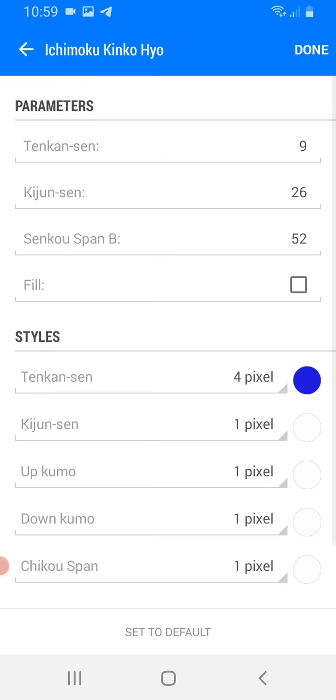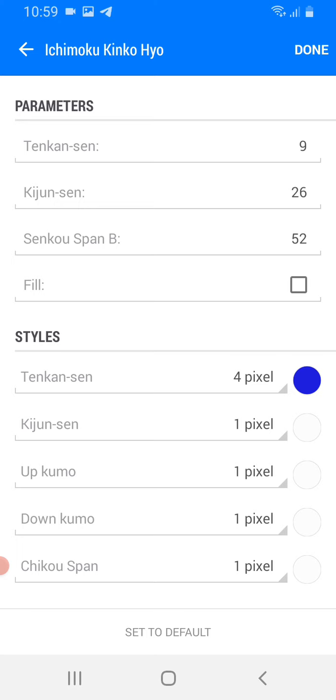The next indicator is the Ichimoku. The Ichimoku: the Tenkan-sen is 9, Kijun-sen you set it to 9, Senkou Span 52. Then for the Tenkan-sen, you take it 4 pixel. Use the color blue for better understanding. The Kijun-sen 1 pixel. The Kumo, the up Kumo 1 pixel, down Kumo 1 pixel, and the Chikou span 1 pixel.